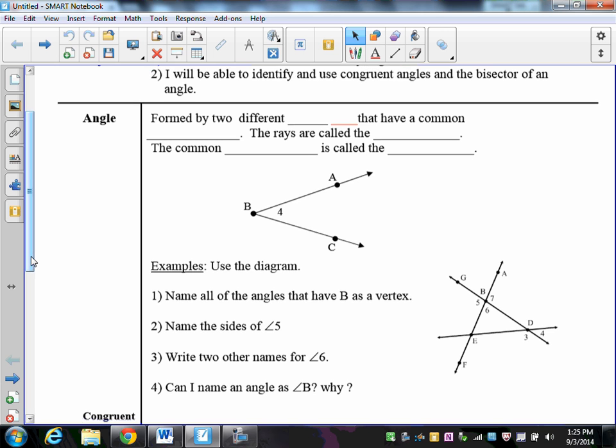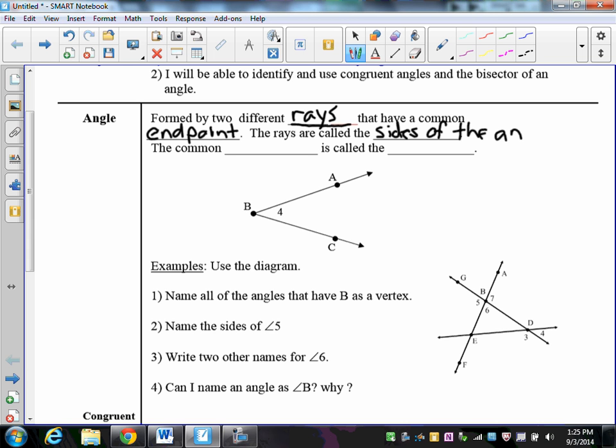First off, let's make sure we know what an angle is. The definition of an angle is it is formed by two different rays. Don't get thrown off by that split there. It should just be one thing. They have a common endpoint. The rays are called the sides of the angle. The common endpoint is called the vertex.